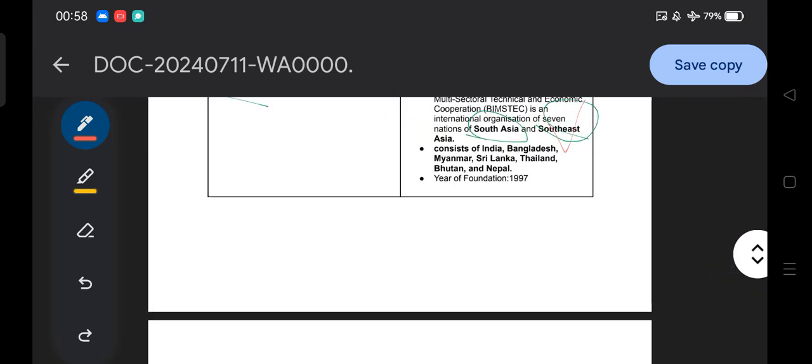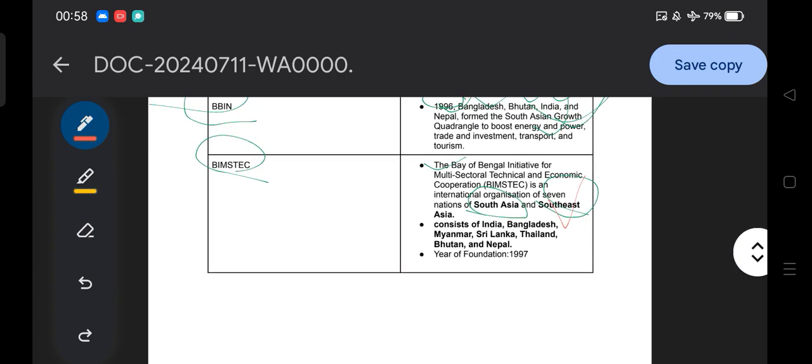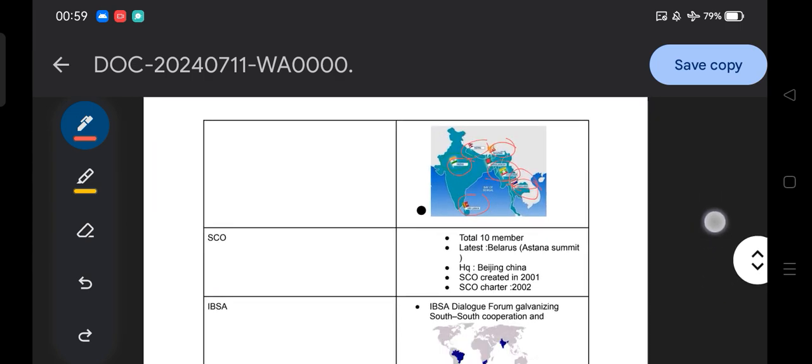So BIMSTEC includes not only South Asian nations but also Southeast Asian ones. Why is BIMSTEC required? India is trying to emphasize an alternative to SAARC. We all know SAARC as a regional organization is no longer successful because Pakistan always creates problems for India, and India wants to divert its attention to an alternative mechanism, which is BIMSTEC, formed in 1997. So the year of foundation of BIMSTEC is 1997.